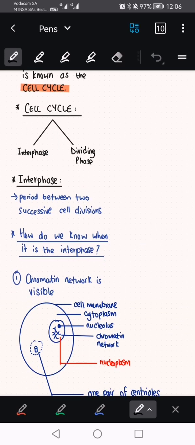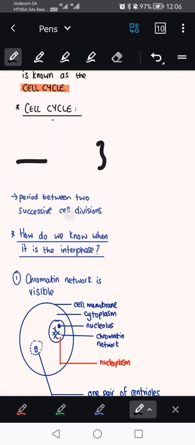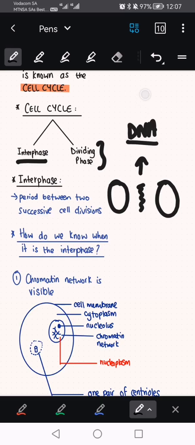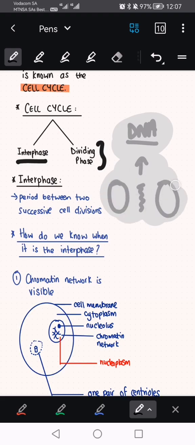Now, in the cell cycle, we have two phases. We have the interphase and we have the dividing phase. Remember, the interphase we discussed in DNA as well. The interphase is the period between two successive cell divisions. What does that mean? Successive means after each other. So there would be a cell division, you'd have the interphase, and then you'd have the cell division. Right? And we know DNA replication takes place within the interphase. That's one of the important things we need to understand when it comes to the interphase.